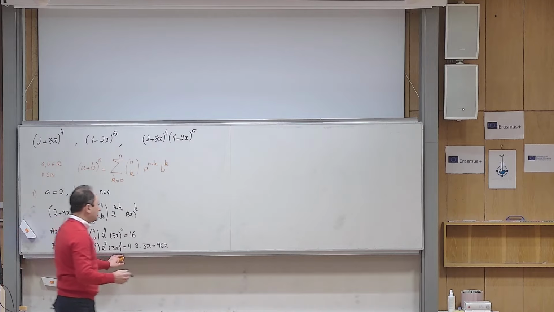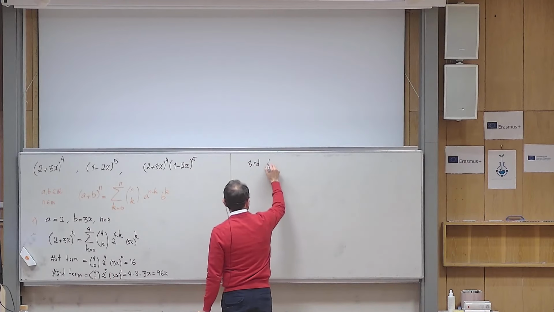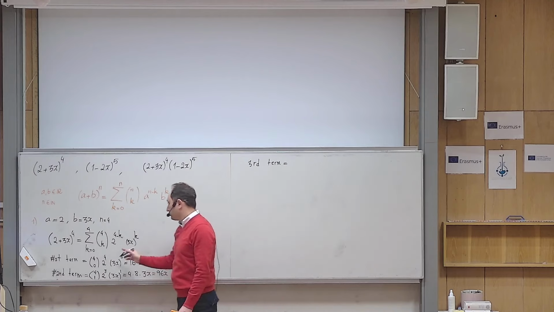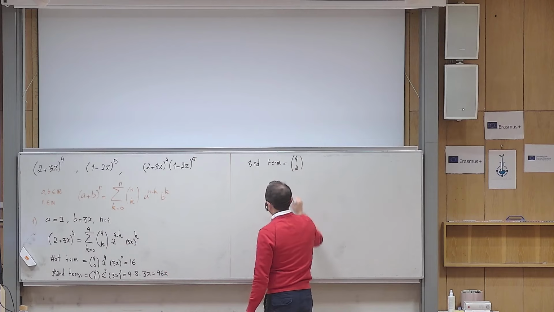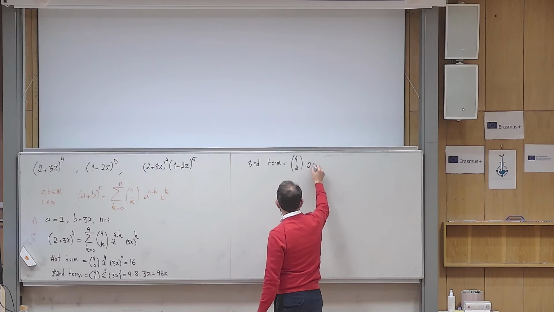And now for the third term, what happens? I have to choose k to be 2. When I choose 2, I will have 4 choose 2, and I will have 2 to the power of 4 minus 2, which is 2 to the power of 2.